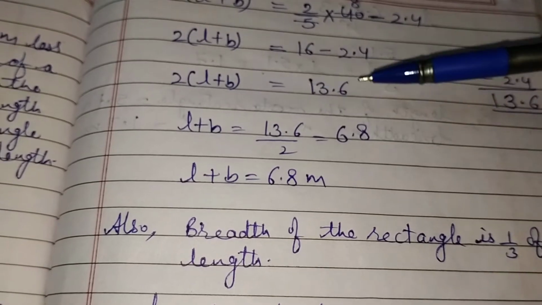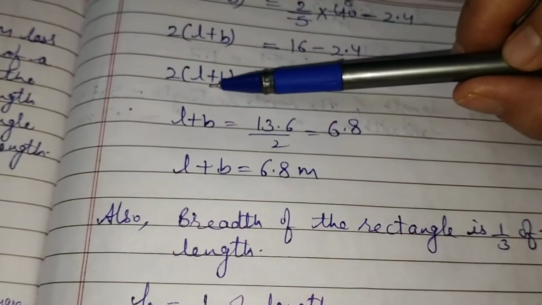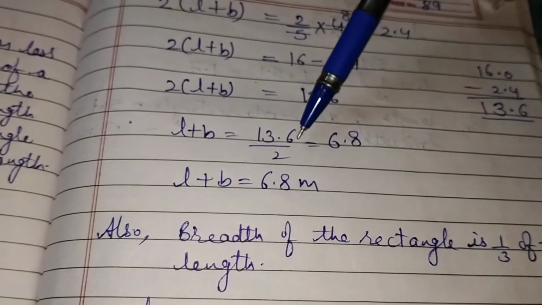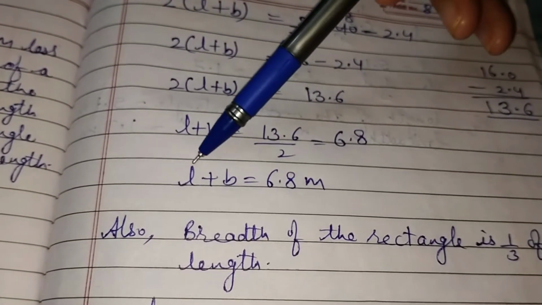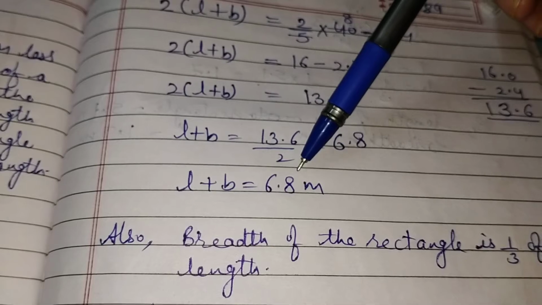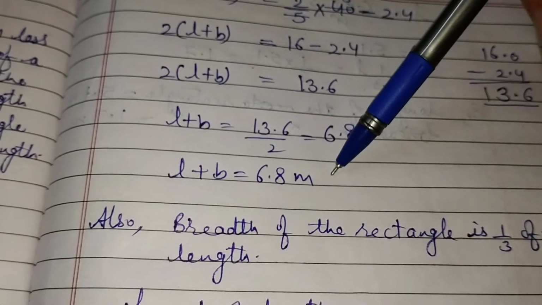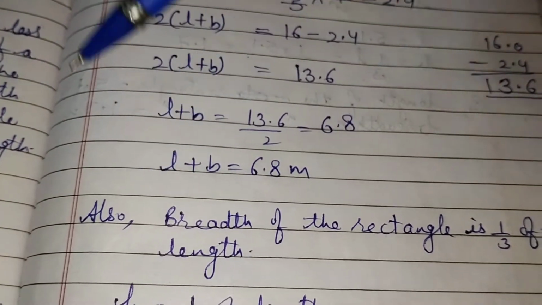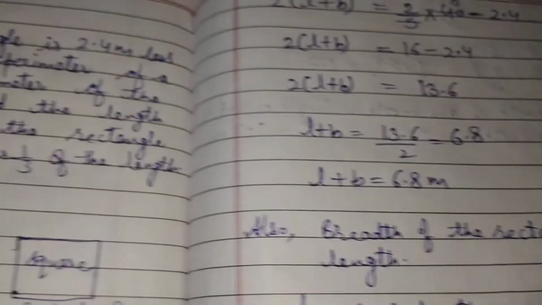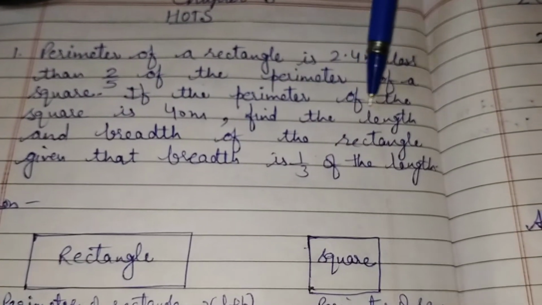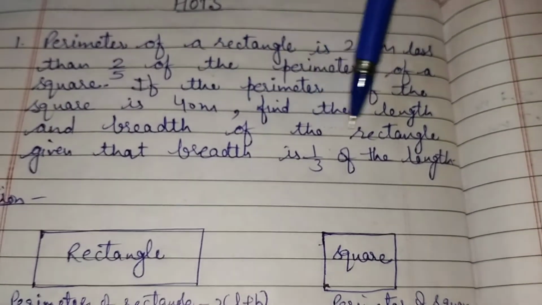We will get 13.6. This formula as it is we will write here: 13.6 will come, by 2 we will divide. L plus B is equal to 6.8 meter. Next, it is already given in the question: find the length and breadth of the rectangle.